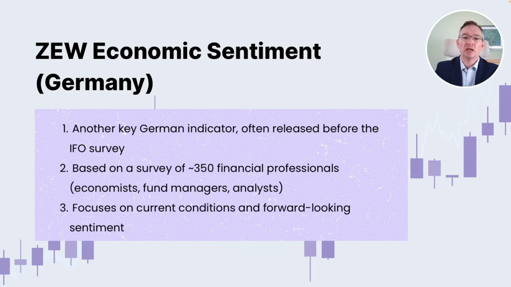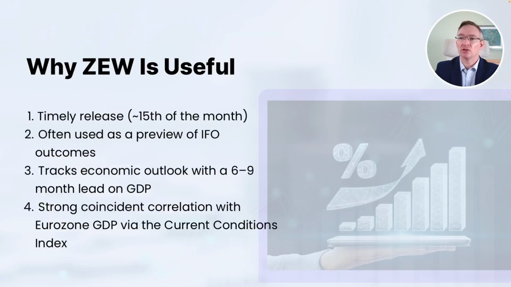Next up is the ZEW Economic Sentiment Index. This is another key German data point. It's released a bit earlier than the IFO, usually around the middle of the month, and it's based on surveys of around 350 financial professionals. Because these are analysts, economists, and traders, it does capture a very market-aware perspective of where they think the economic outlook is heading.